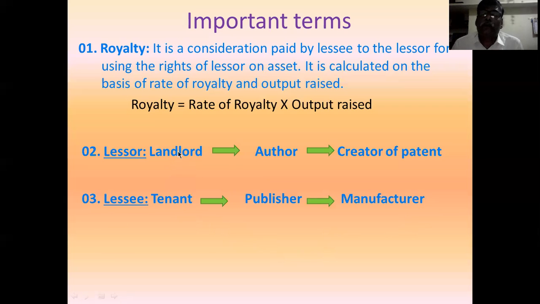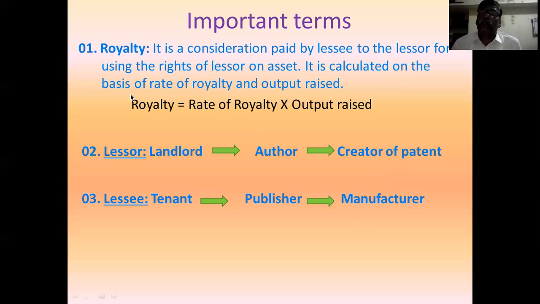If royalty is a mining royalty, lessor is landlord, lessee is tenant. If royalty is copyright royalty, then author is a lessor, publisher is a lessee. If the royalty is patent royalty, creator of the patent is lessor and manufacturer is called lessee. These are the terms you remember, and this will be useful to prepare the accounts.